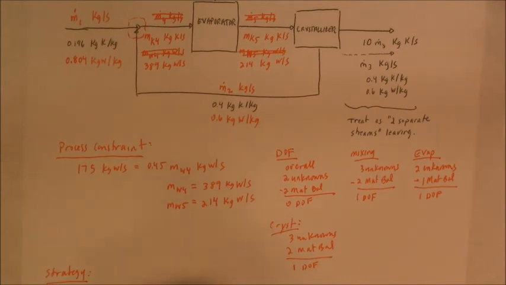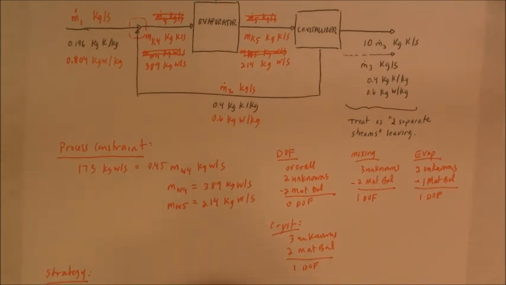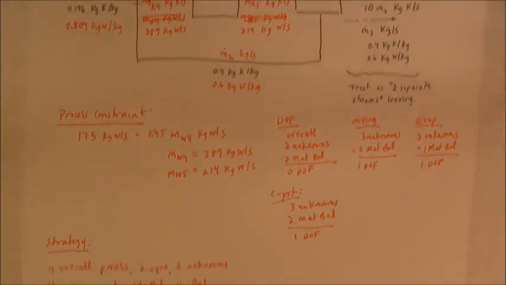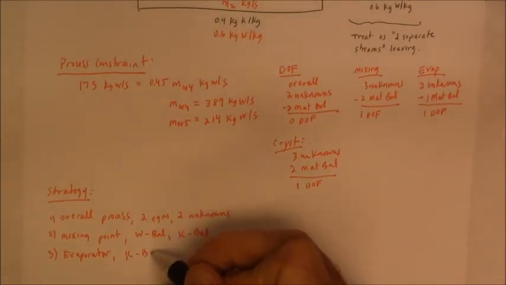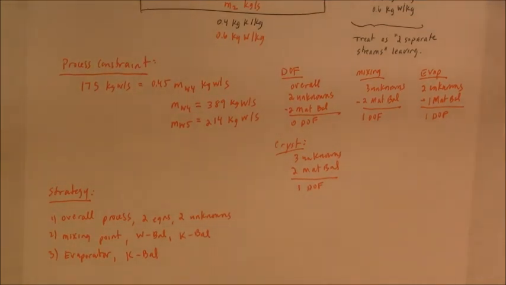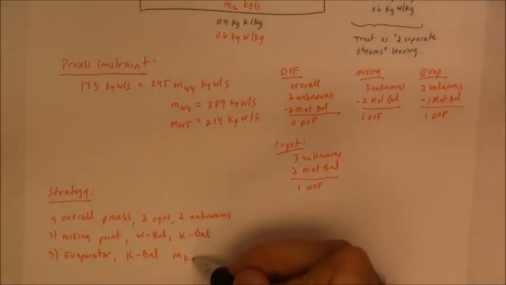Okay, finally we go on to the evaporator. At the evaporator we only have one equation that we can use. The equation is going to be the K balance. We can use the K balance to solve for MK5.